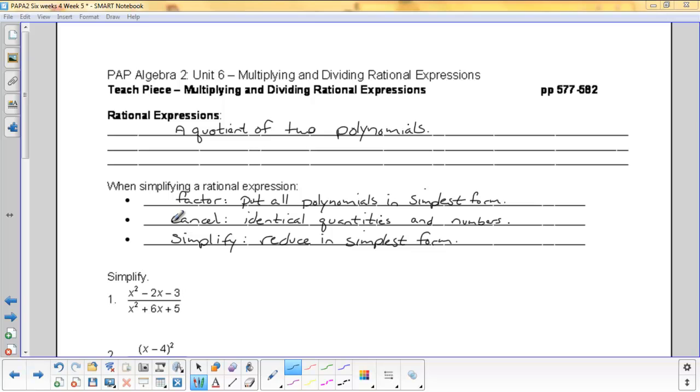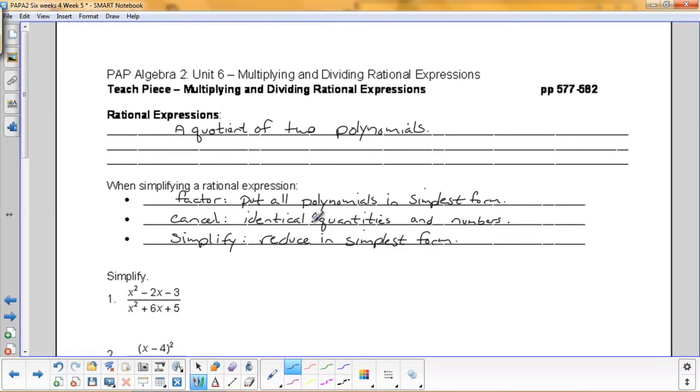Step number 2 is canceling. Now you're going to get into the habit of canceling identical quantities. Identical quantities are held together by parentheses and separated by plus and minus signs. So please notice that the quantities must be identical before they can be canceled. Be very careful about this. Don't get into a bad habit of making up math in this part of your simplification process. And of course, if the numbers are the same, you can cancel them as well.